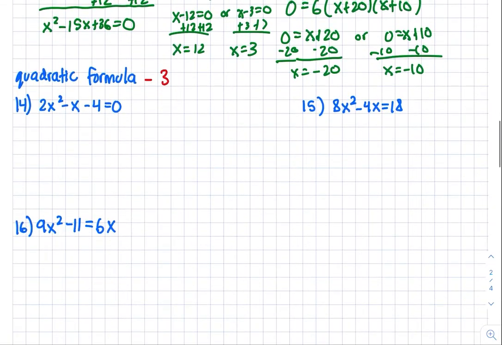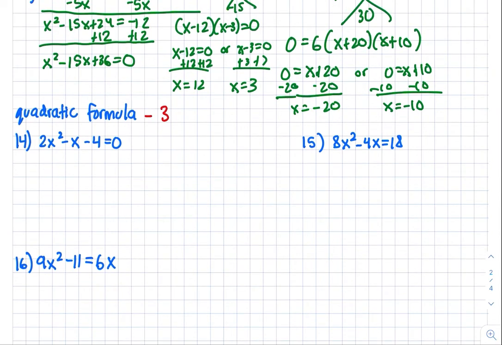Alright, quadratic formula. Let me bring back our formula so you can see. Okay, so remember, quadratic formula, set it equal to 0. So 14 is already set equal to 0, so all we have to do is solve. So a is 1, b is negative 1, and c is negative 4. And now let's plug it into the quadratic formula.